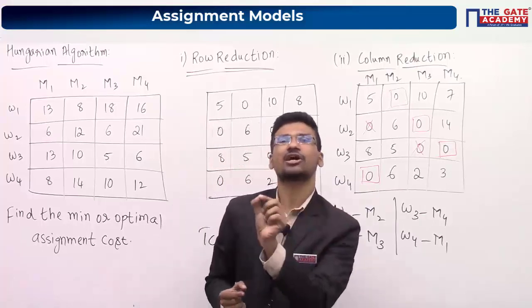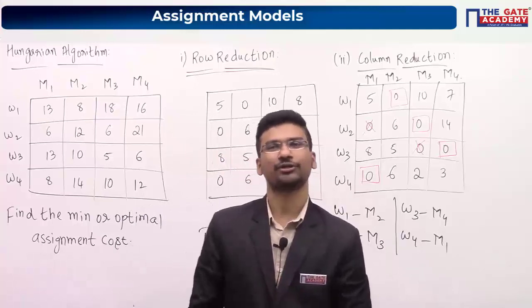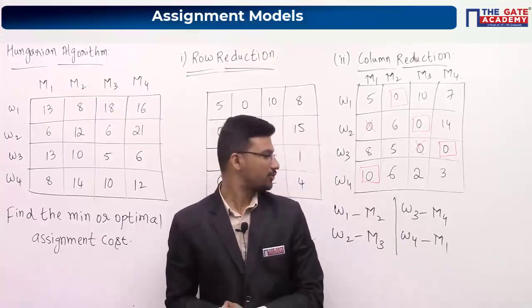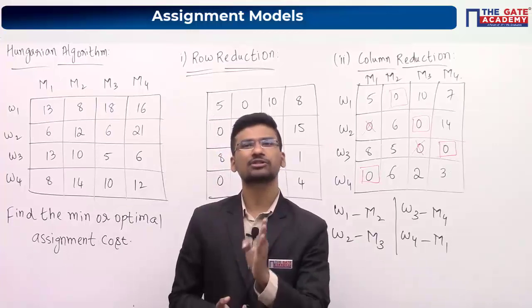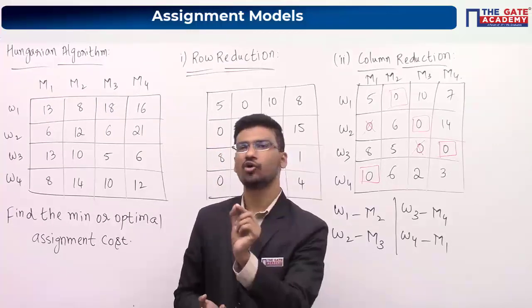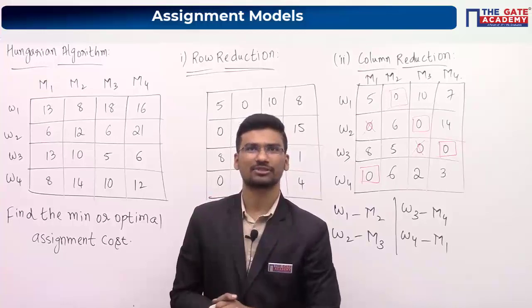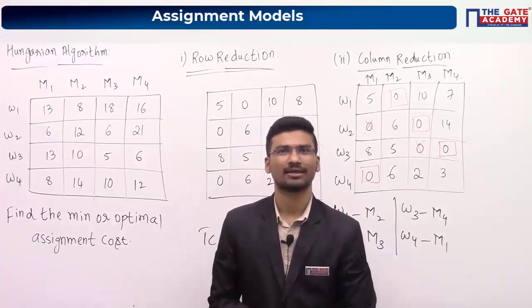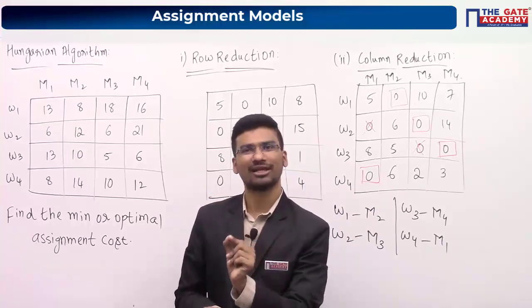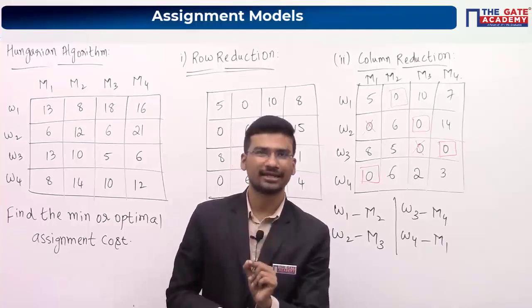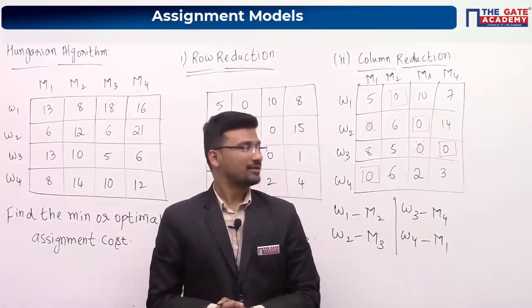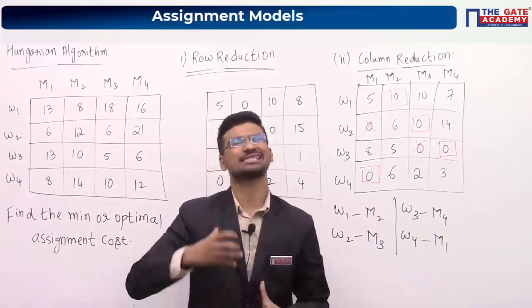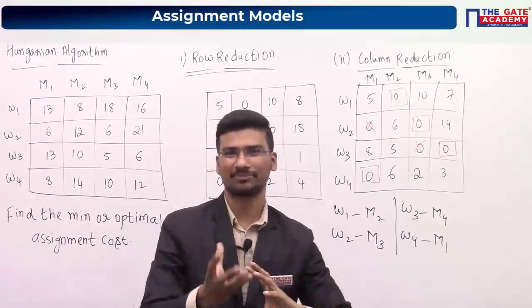If single zero rows are not available for assignment, then go to single zero columns. Okay, so when we solve some more questions, then you will come to know how this algorithm is working.